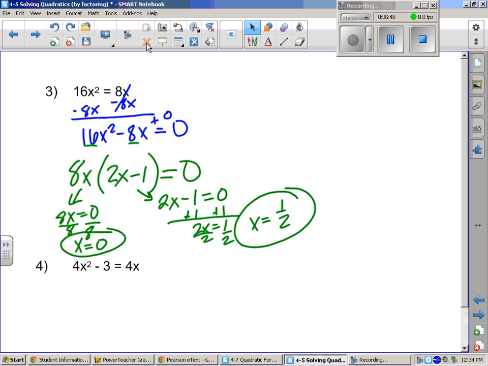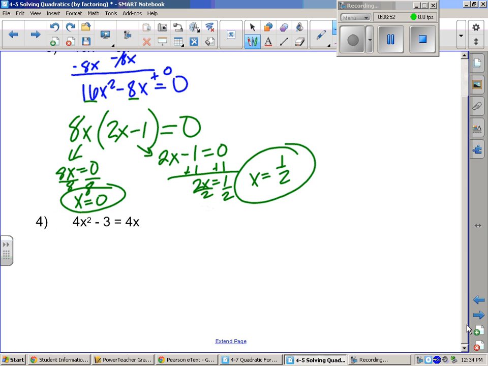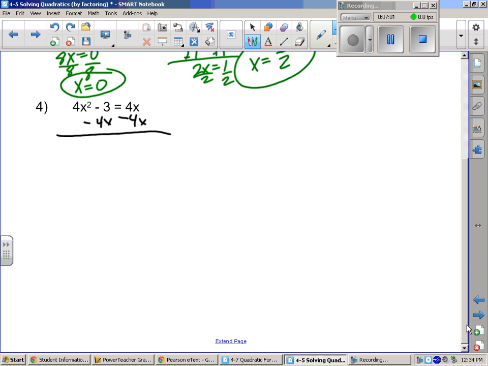Okay, standard form again. We got to get that 4x to the other side, so I'm going to subtract 4x. Where does it go? The x term usually goes in the middle, right? So that's where I'm going to put mine. So minus 4x in the middle, and then the minus 3 at the end.